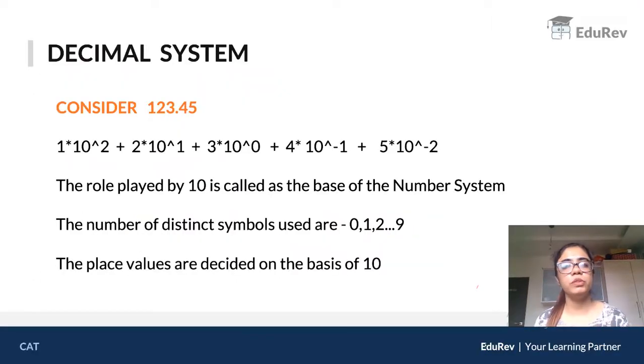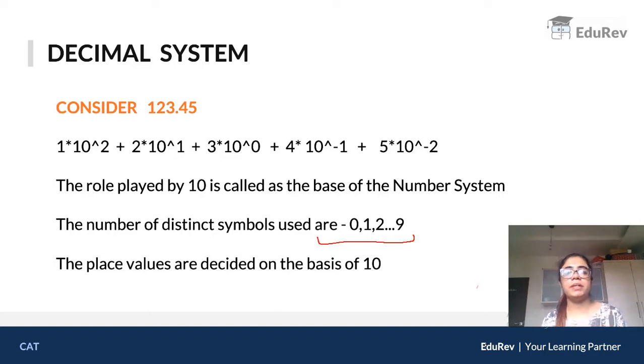Let's see one of the most commonly used systems across the world, which is the decimal system. As you guys might be knowing, it is one of the most commonly accepted system across the world. Now, decimal system basically comprises of 10 symbols or 10 digits. So it uses the symbols from 0 to 9. So we can identify only these 10 symbols in the decimal system.